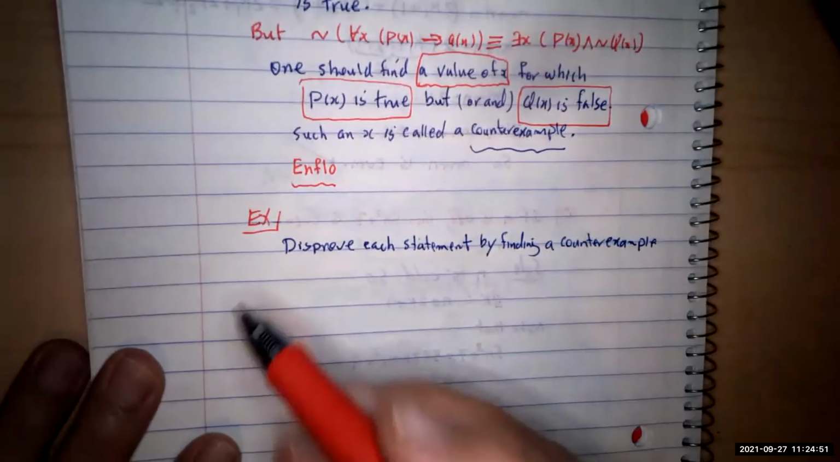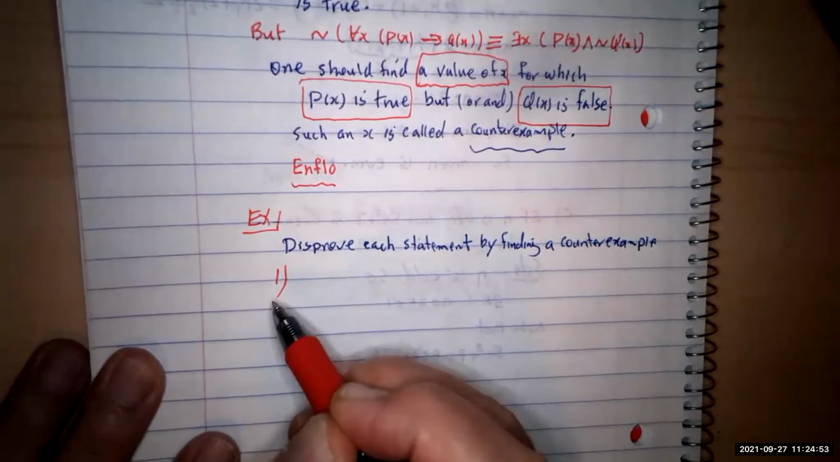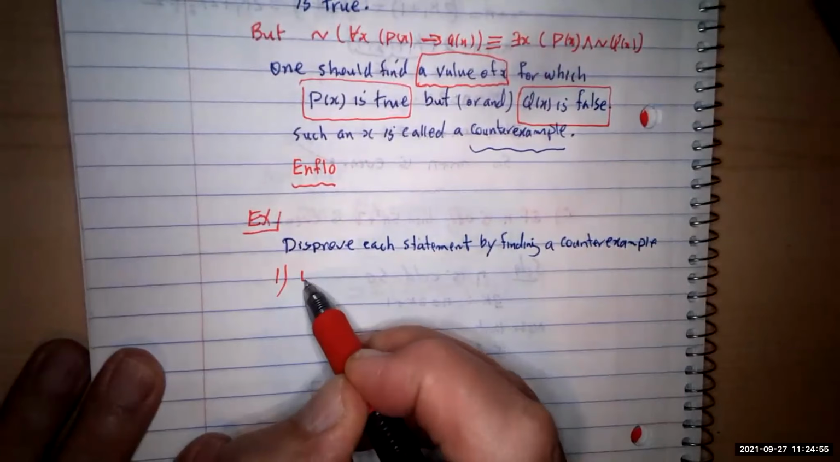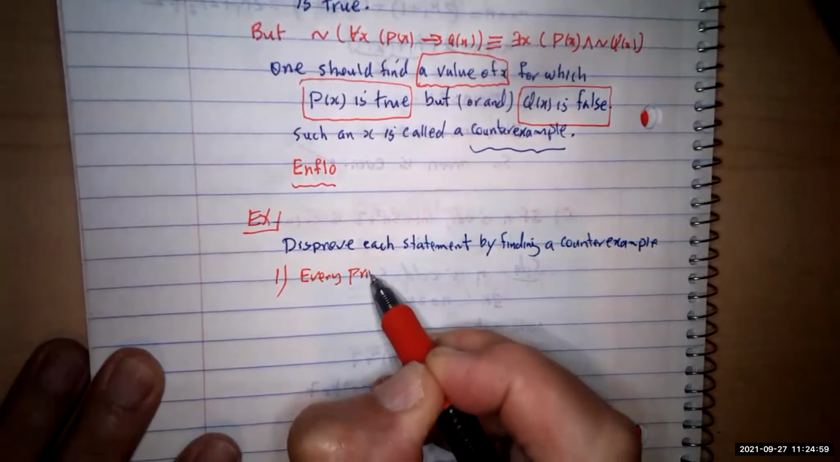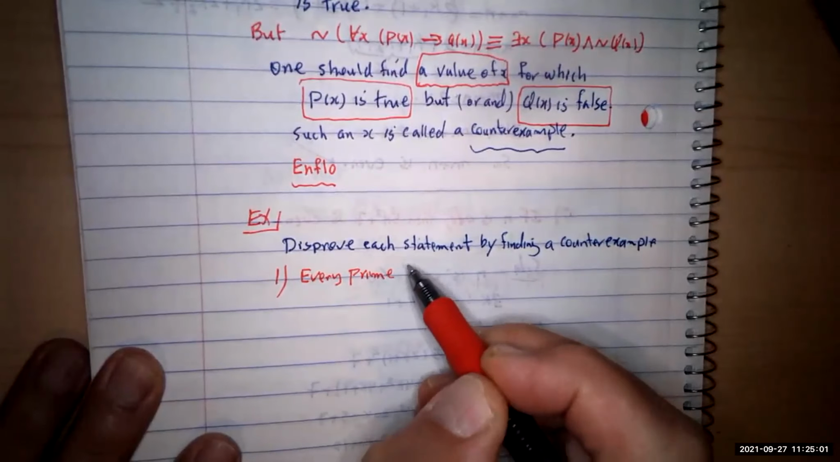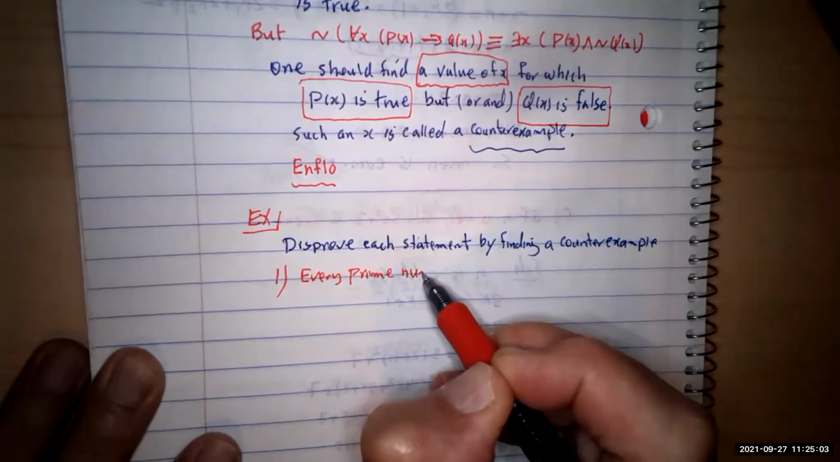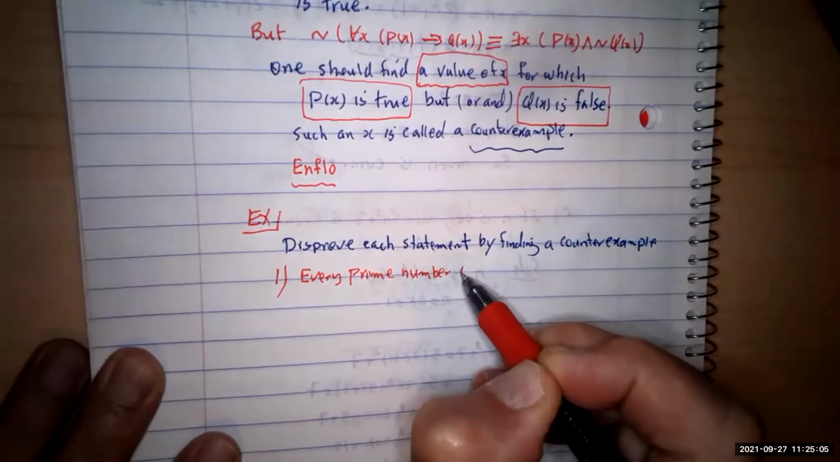So the first one. The first one is this statement: every prime number is odd.